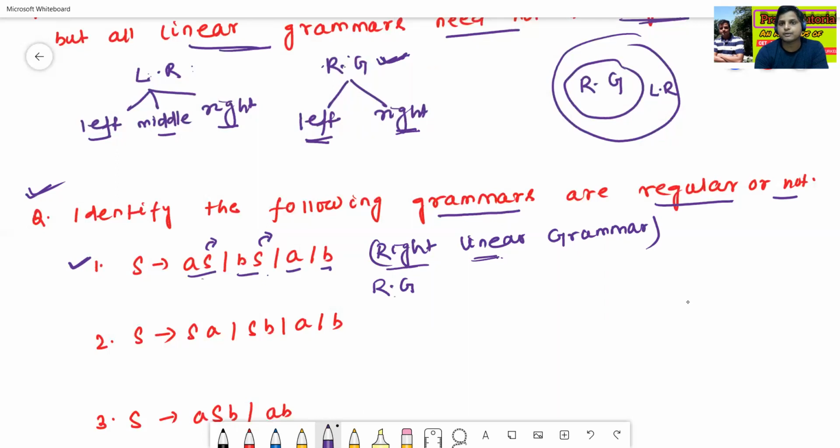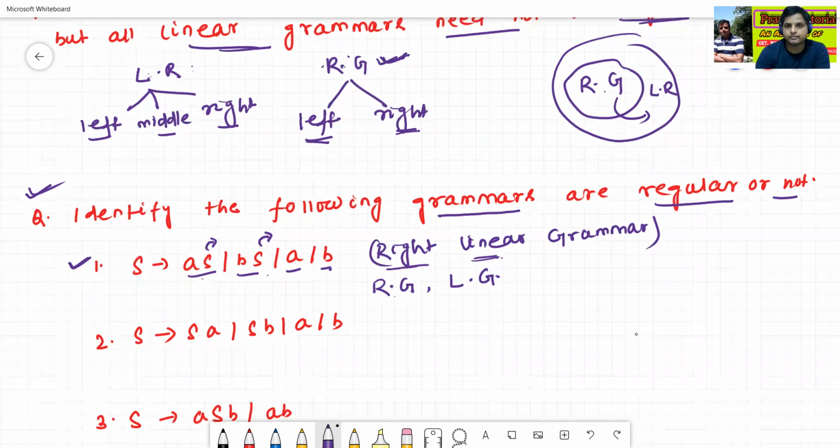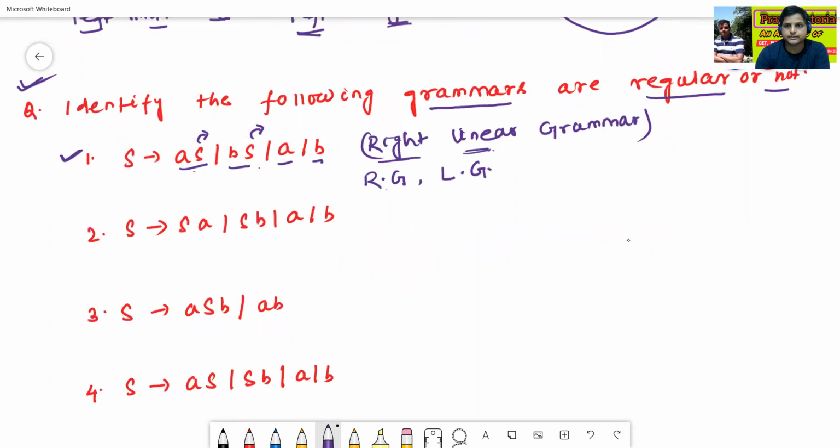But every regular grammar is also called a linear grammar. Since it is a regular grammar, we can also call this grammar a linear grammar, because every regular grammar is a linear grammar. Okay, so now we'll see the second question.